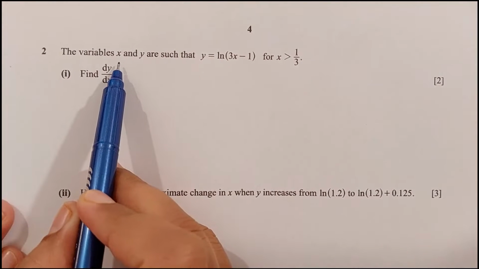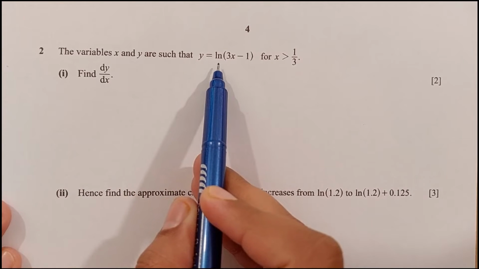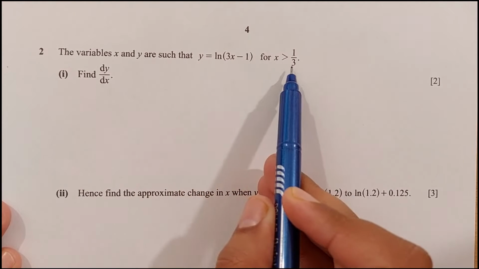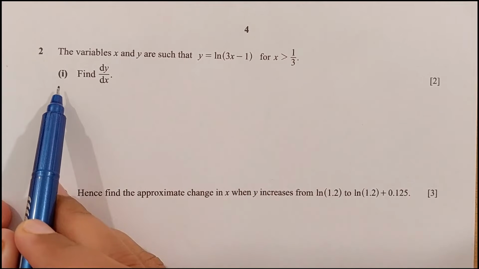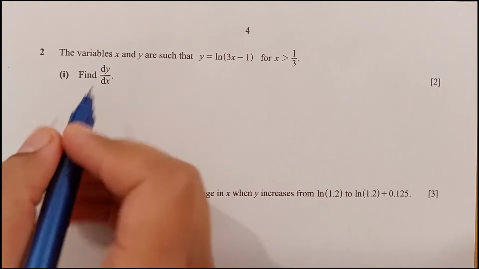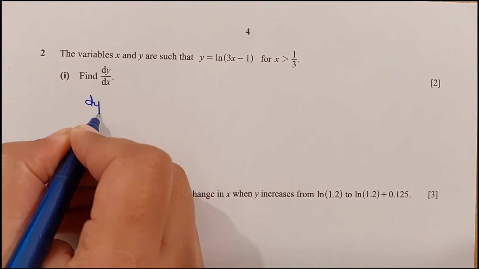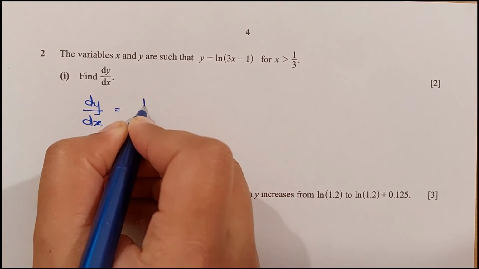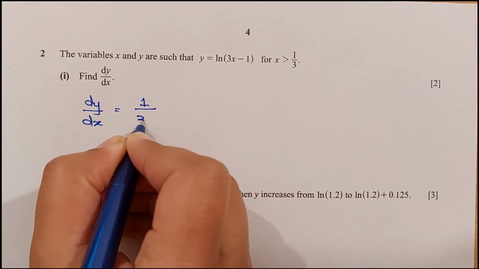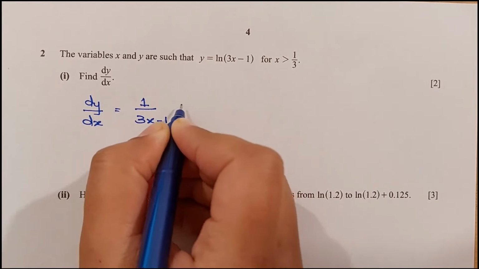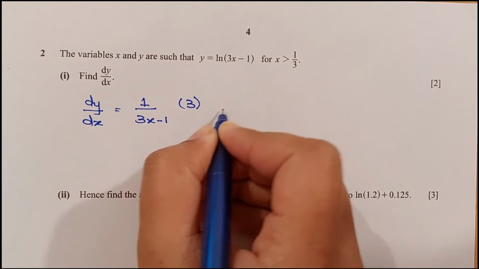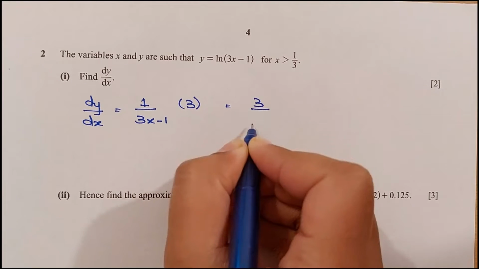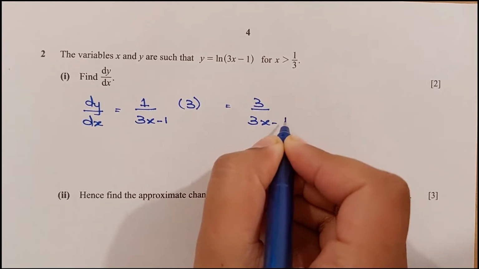Question number 2, the variables x and y are such that y equals natural log of 3x minus 1 for x greater than 1 by 3. Number 1, find dy by dx. dy over dx is the derivative of natural log, which is 1 over 3x minus 1, times the derivative of 3x minus 1, which is 3. So the answer is 3 over 3x minus 1.